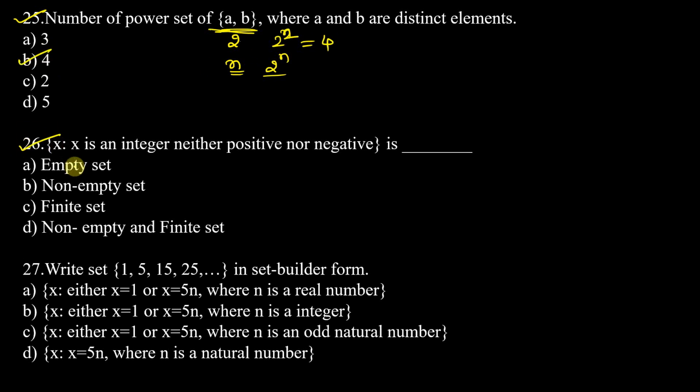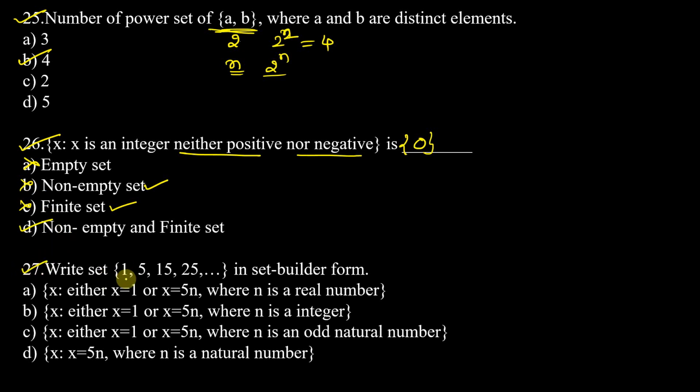Question 26. {x such that x is an integer neither positive nor negative}. Do you have an integer which is neither positive nor negative? That is 0. It means we have the set {0}. It is not an empty set. I can call it a non-empty set, and it has only one element. We can call it a finite set. And option D says both non-empty and finite set. Option D is most appropriate, and the answer for the question is option D.